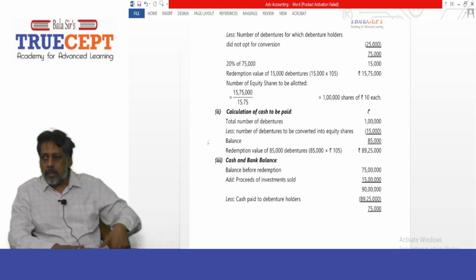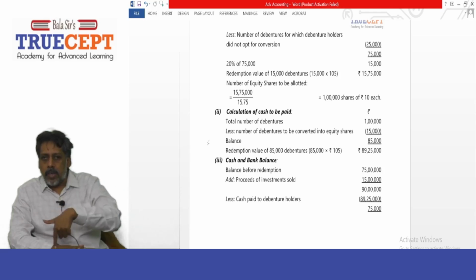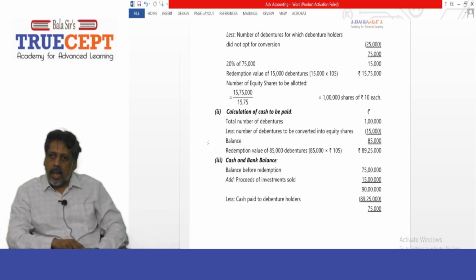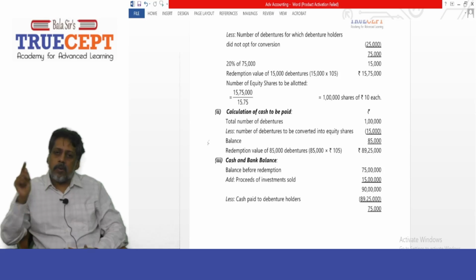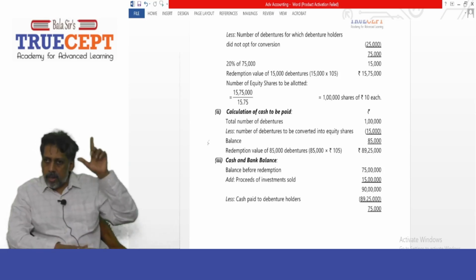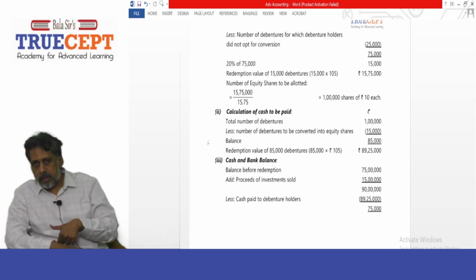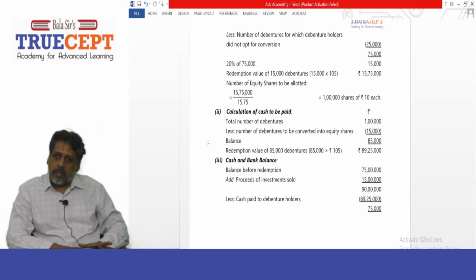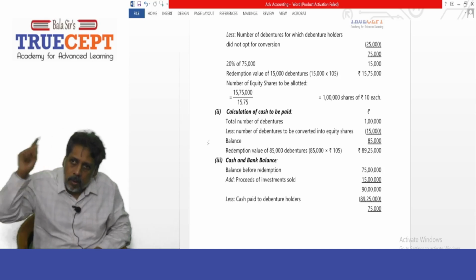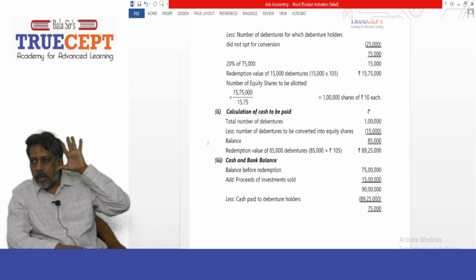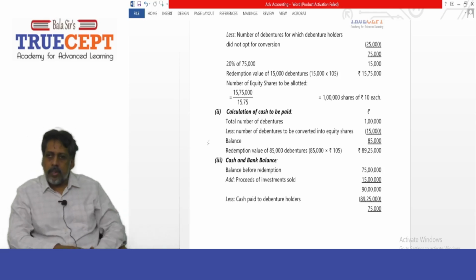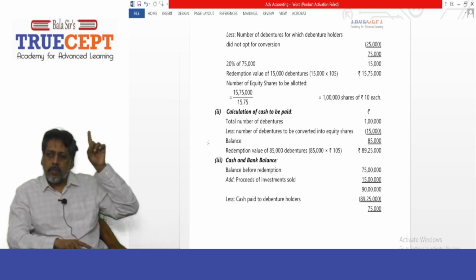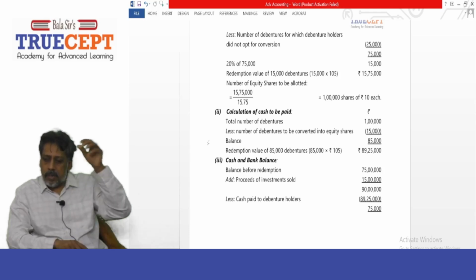On 85,000 debentures, you have to pay rupees 105. In all, it is 89 lakh and 25,000, the amount you have to pay in cash. Now, how do you get 85,000? Nothing but from 1 lakh, the total debentures, minus the debentures that have been converted in the previous working note, leaving a balance of 85,000 debentures. Is that fine? So 85,000 debentures into rupees 105 is 89 lakh and 25,000 payment in cash.